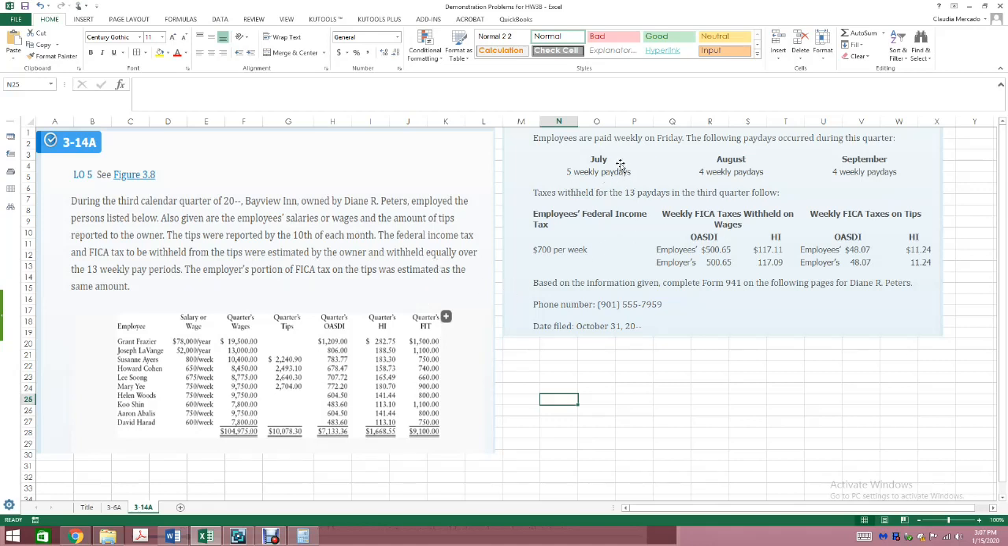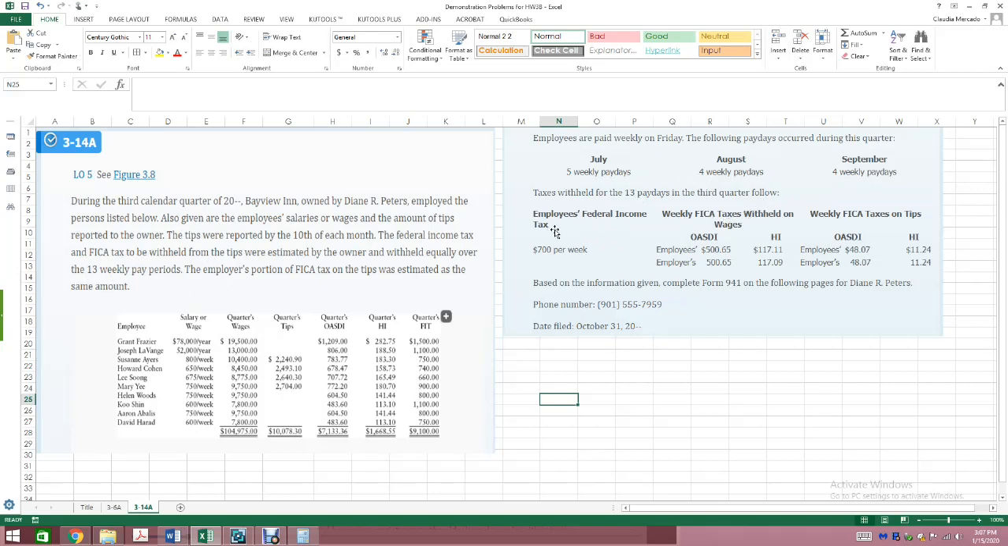Okay? So employees are paid weekly on Fridays. The following paydays occurred during the quarter. So in July, we had 5 weekly paydays. In August, we had 4. And in September, we had 4. So 5 plus 4 plus 4 gives you your 13 weekly pay periods. Okay? Taxes withheld for the 13 paydays in the third quarter follow.